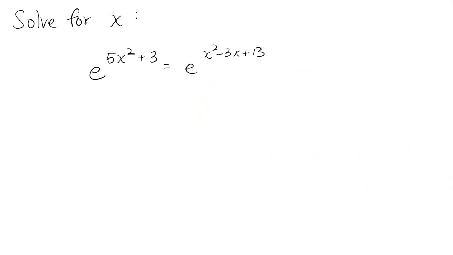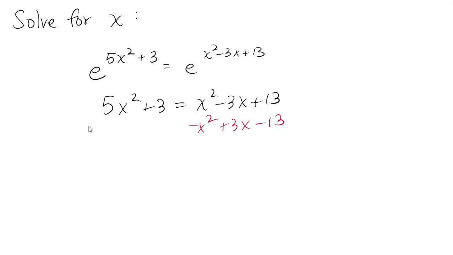Here's an example. Let's solve the equation e to the 5x squared plus 3 equals e to the x squared minus 3x plus 13. Well, since f of x equals e to the x is a 1-to-1 function, the only way that these two outputs could be the same is if the inputs, the exponents, were the same. So we're going to start by setting the exponents equal to one another. 5x squared plus 3 is equal to x squared minus 3x plus 13. This is a quadratic equation, so we probably want 0 on one side. I'm going to subtract x squared, add 3x, and subtract 13 from both sides.